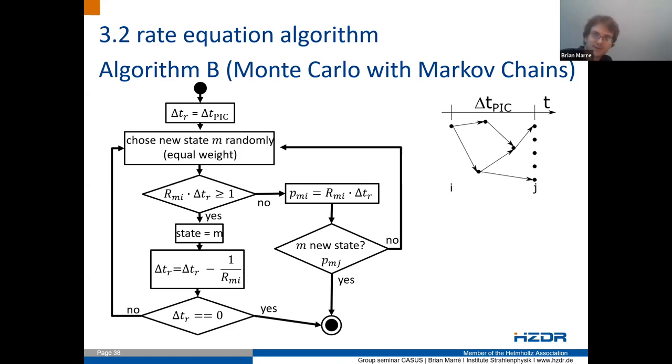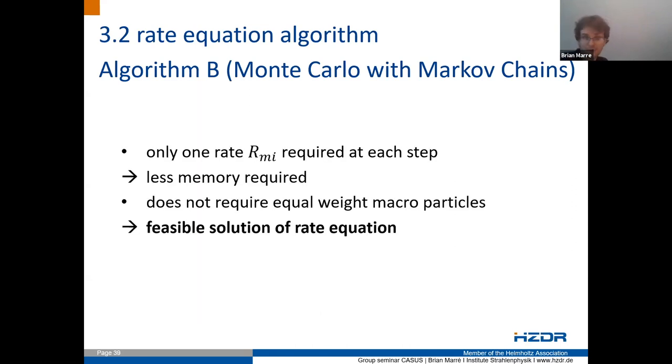So in essence, what this does is it replicates how, in a real physical plasma, an ion would have the ability to undergo several state changes over a specific time interval, or even only a partial time step. And that's represented by this acceptance probability. The only thing we require for each of these steps is the weight between the states and the time. So we don't need as much memory as we did before.